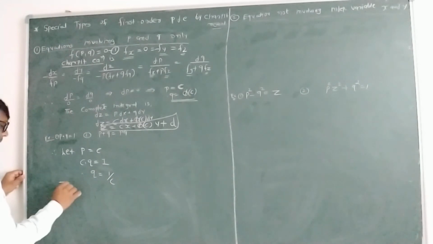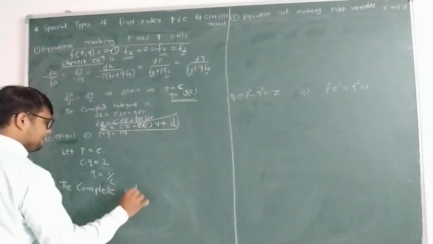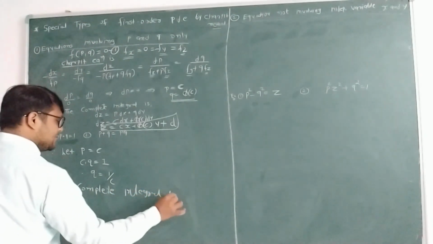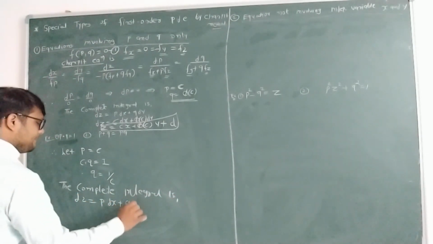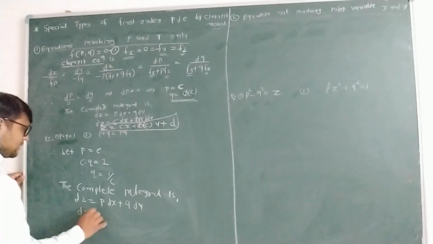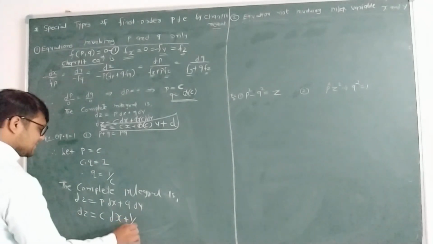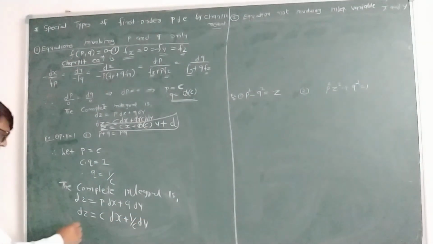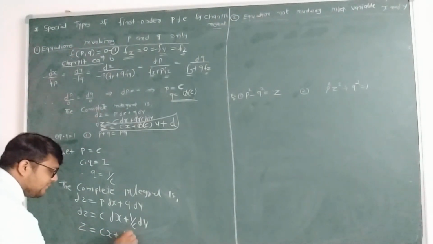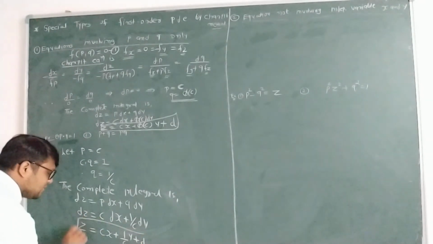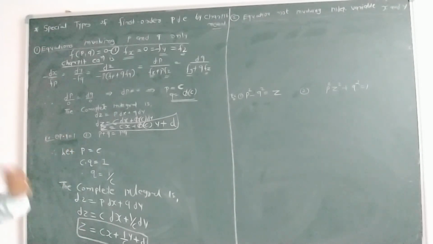So the complete integral is dz = p dx + q dy. dz is as it is, p is c dx, plus q is 1/c dy. Now integrating both sides, we get z = cx + (1/c) y + constant, which is our required complete integral of the given first order P.D.E.